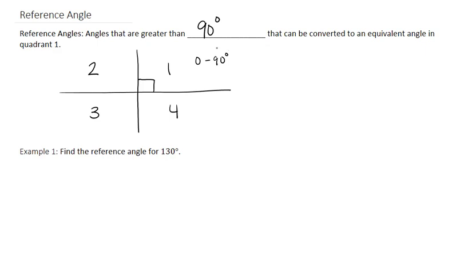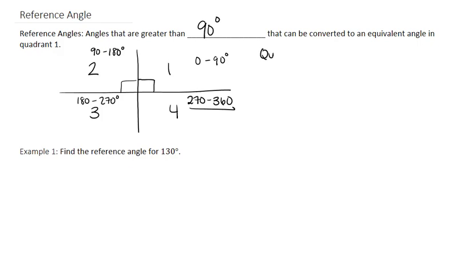if it's in this quadrant. If it's in this quadrant, it's anything from 90 to 180. Then if it's in the third quadrant, it's anything from 180 to 270. And then if it's in quadrant 4, it's anything from 270 to 360. So if we're in quadrant 1, we don't have to change anything.